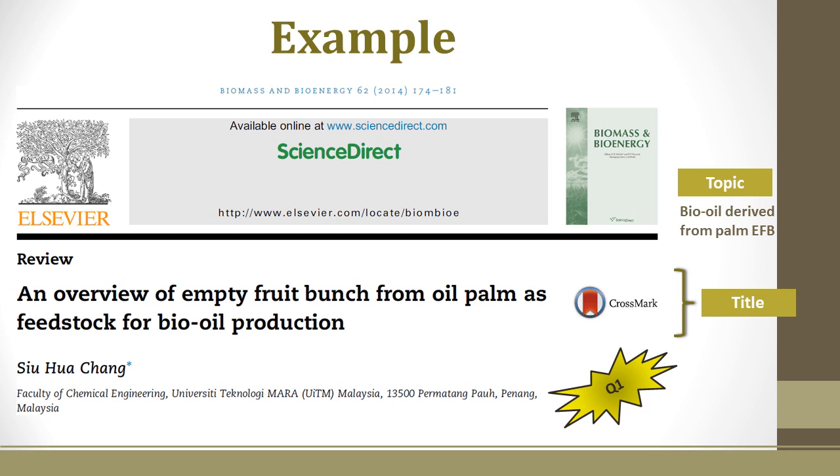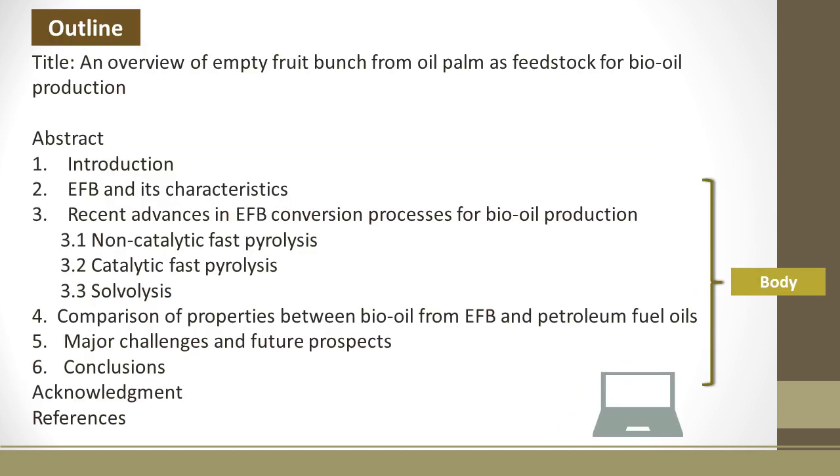Based on the title of this paper, we know that it attempts to provide an overview of palm EFB as feedstock for bio-oil production. To know the specific content of the paper, we have to look at its outline. From the outline, we know that the paper covers specific topics like EFB and its characteristics, recent advances in EFB conversion processes for bio-oil production, like non-catalytic and catalytic fast processes and solvolysis, comparison of properties between bio-oil from EFB and petroleum fuel oils, and major challenges and future prospects. The content of the paper is reflecting the title of the paper.